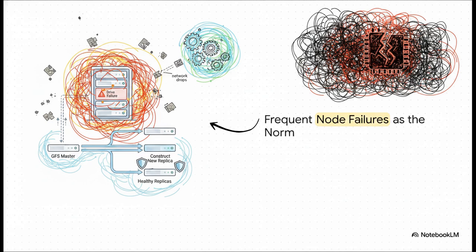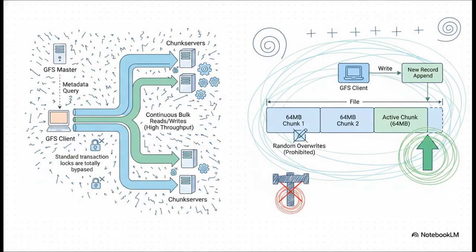Because hardware failure is basically the norm here, all the resiliency is moved entirely into the software layer. That requires automated, software-defined auto-healing to just gracefully handle failovers without a human ever having to intervene. Now, to optimize for those massive MapReduce datasets, GFS had to make two really crucial trade-offs. First, there's a heavy prioritization of high throughput over low latency. Standard transaction locks? Yeah, those are totally bypassed in favor of these massive, direct data streams.